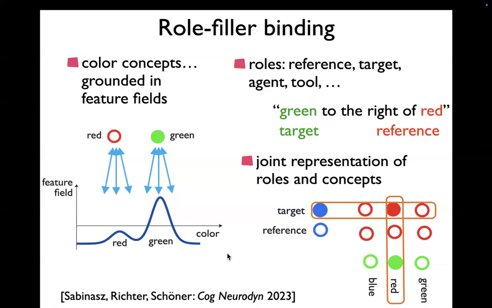or red as reference? And so the cheapest version, for which there might sometimes be evidence, is that we do have multiple copies of these concepts. That we have a representation of red as target and another copy of red as reference. And any other color concept would also be available in these multiple versions. If that's the case, that is a joint representation of the roles and the concepts. So that's one proposal.